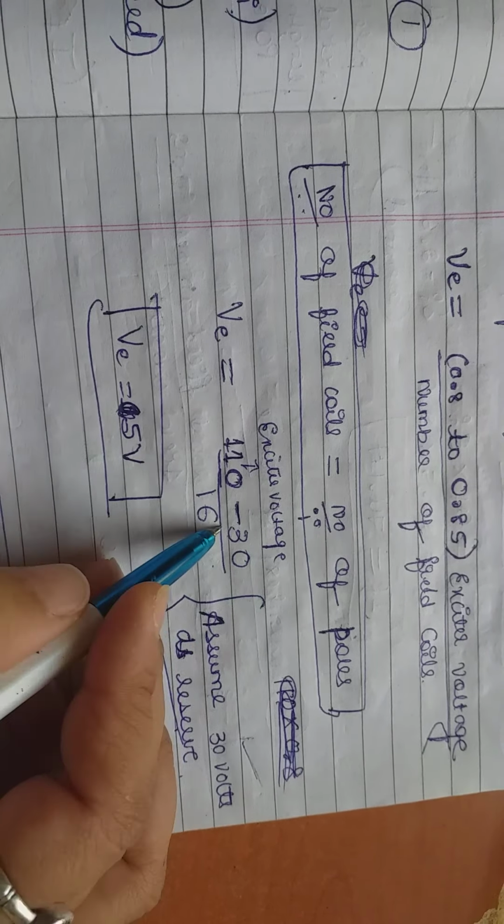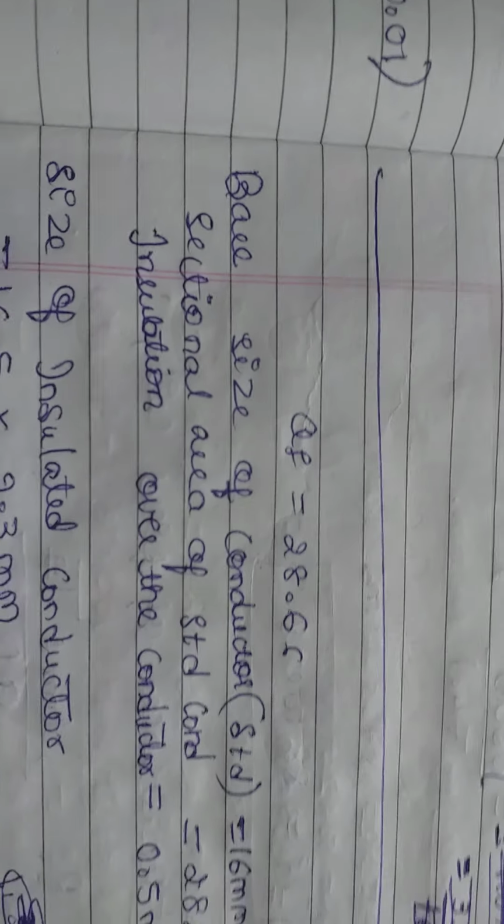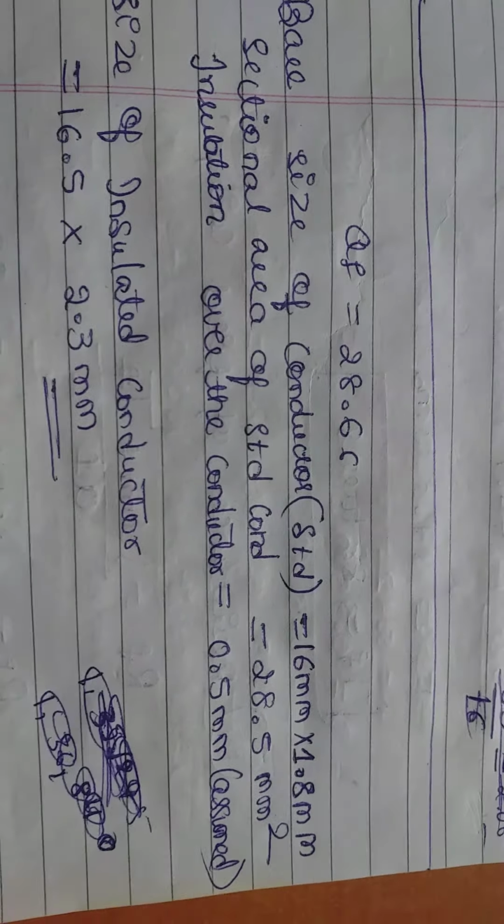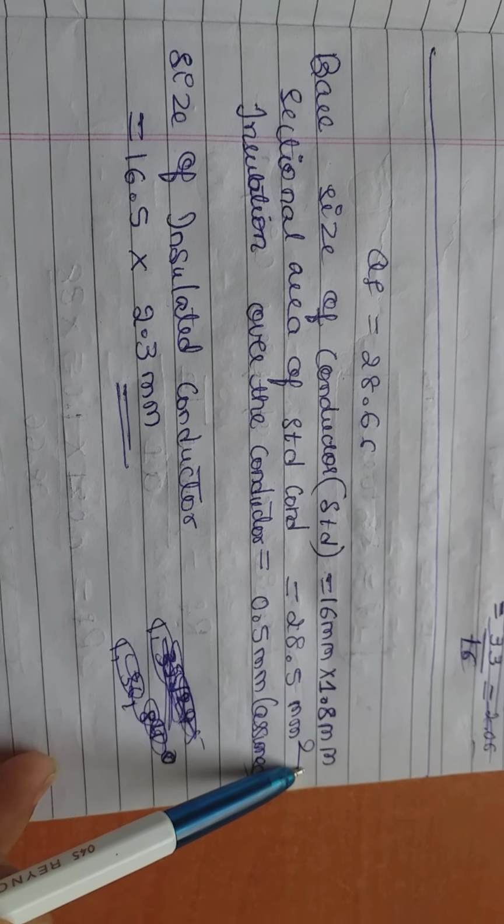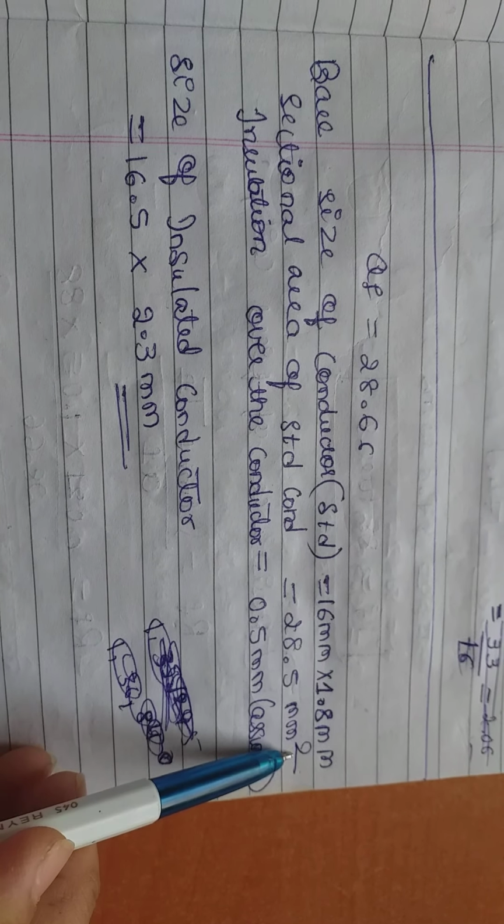Now if I substitute here this 5 and if we calculate AF, how much we are getting? 28.66 millimeters square. So for this area which we have got, what we are doing? We are seeing the standard size in the standard table. Which one is near to this? That is 16 mm into 1.8 mm. That is the standard size of the conductor which we have taken based on the calculation which we have done.